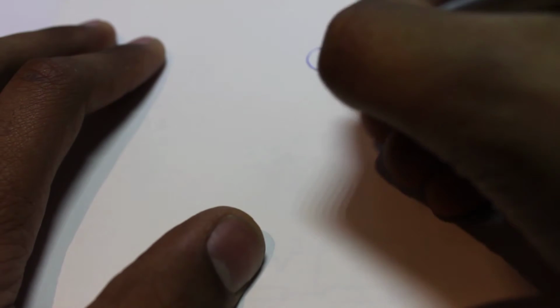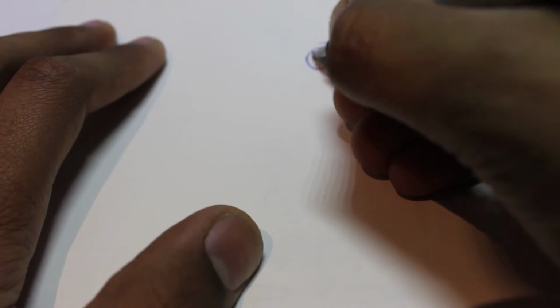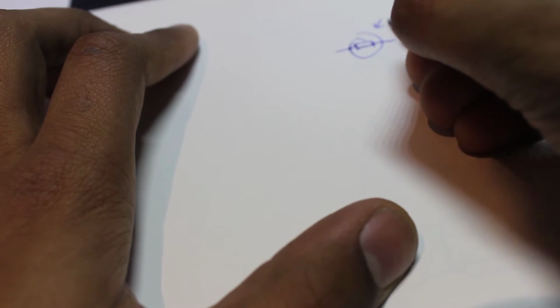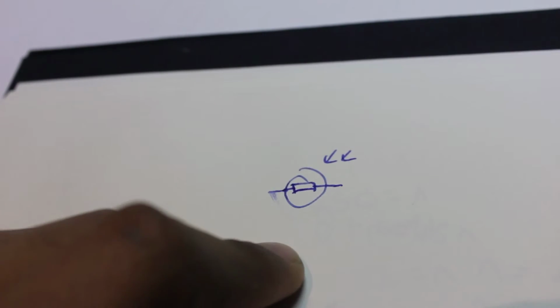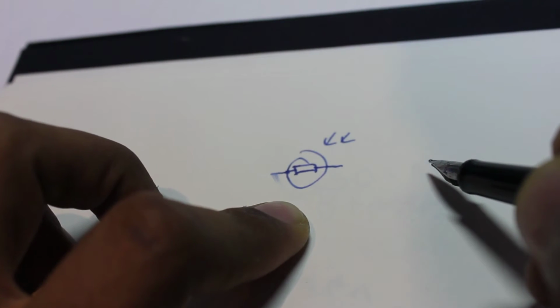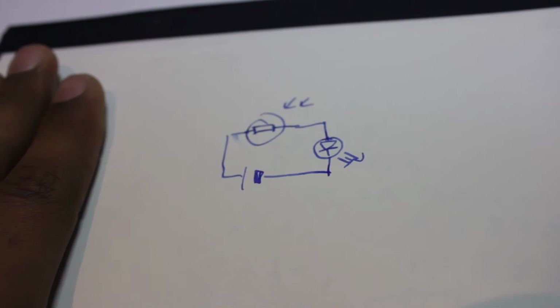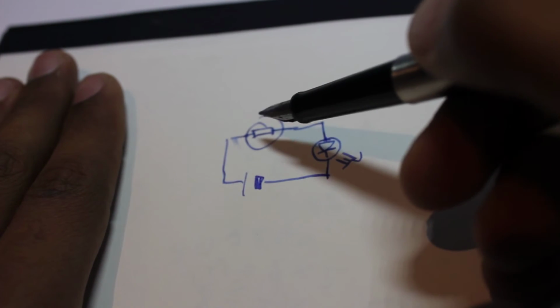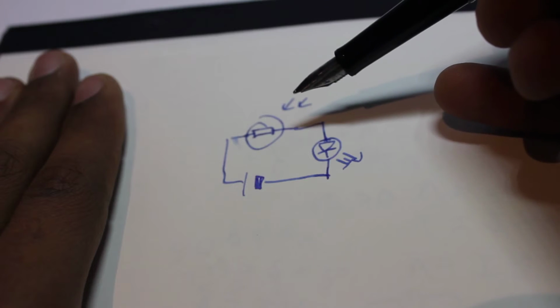So you might be thinking, what's the point of a potential divider circuit? And the point is to invert resistance values. So say I had an LDR right here. That's an LDR. And you know, as light intensity increases, the resistance decreases. But what if I wanted as the light intensity increased, the resistance to increase as well?